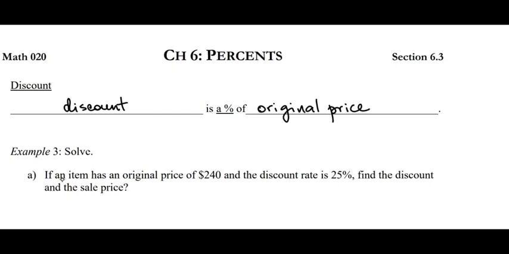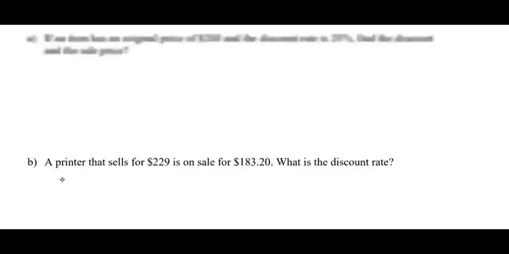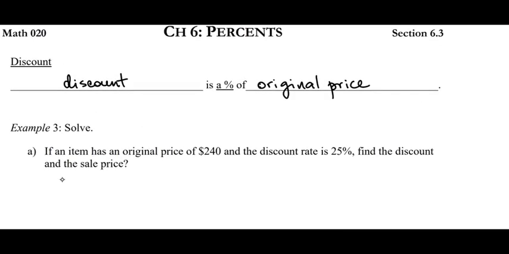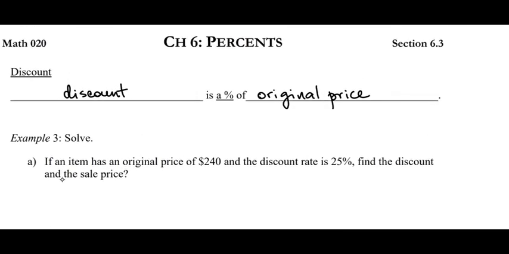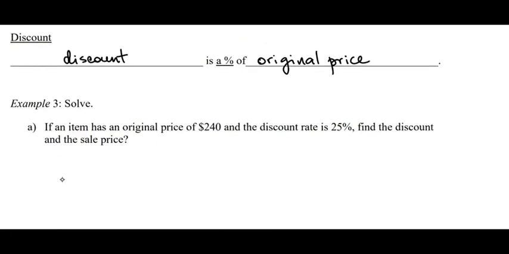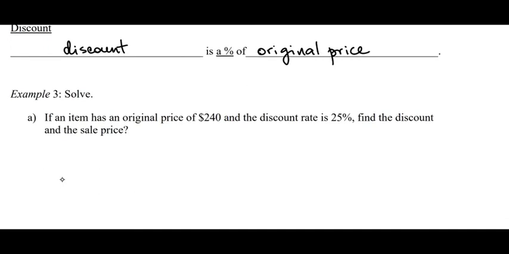All right, so let's take a look at the problems that we have. I don't think we have a lot. Yeah, we just have three word problems. This is probably one of the heaviest lessons on the word problems, because that's all we do with the discount and sales and commissions. All right, so let's do example number 3, solve.